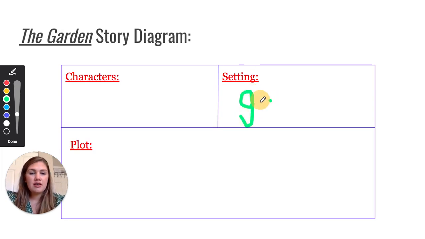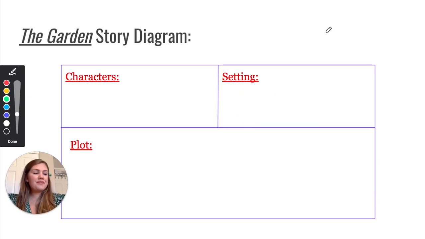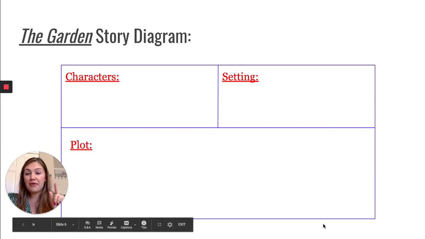G-A-R-D. Ooh, funky little E right there. And N. They were in the garden. Good job. Now we're going to go down and identify plot. I'm not going to try and write it. We're just going to talk about it.